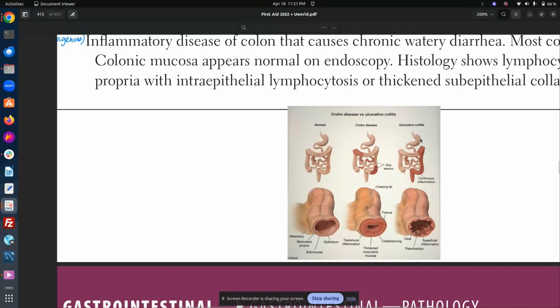Okay. Now let's talk about ulcerative colitis. You can see the continuous lesion and only the colon is involved. No small bowel, no stomach. Okay. The rectum is involved, which was not involved in Crohn's, and we'll see the superficial inflammation, only mucosa and submucosa, certain ulcers, and pseudopolyps.